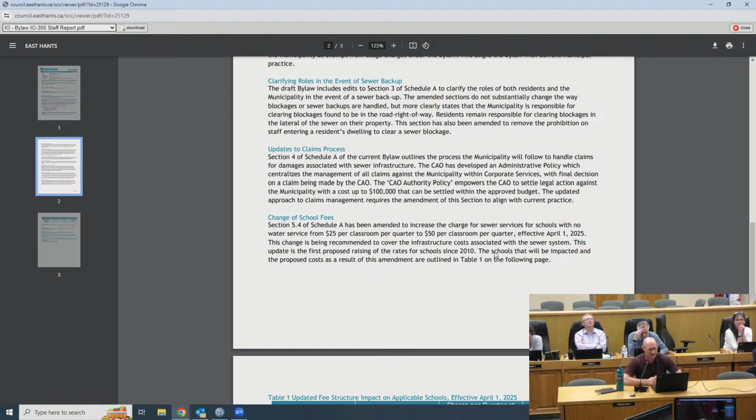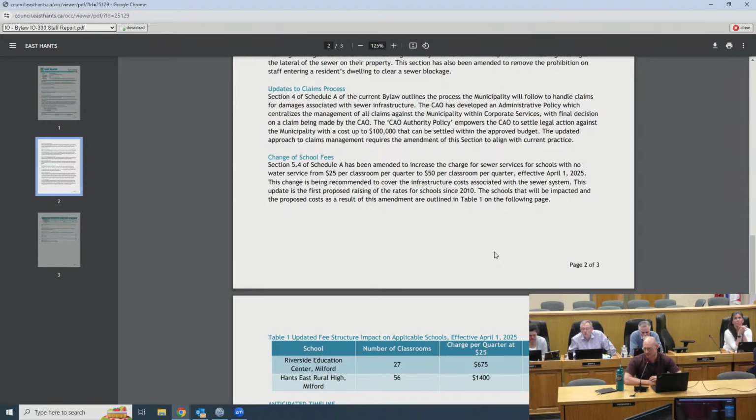Our fifth update is clarifying the roles in the event of sewer backup. In Schedule A, Section 3 of the bylaw, there is a section that outlines who is responsible for what in the event of a sewer backup into a resident's home. There's no change being proposed to the actual process or responsibilities. However, we are clarifying that any backup caused by a blockage in the road right-of-way is the responsibility of the municipality to clear, whereas anything in the sewer lateral on the homeowner's side is their responsibility to clear. Additionally, staff are proposing removing the prohibition of municipal staff entering a resident's home to clear a blockage.